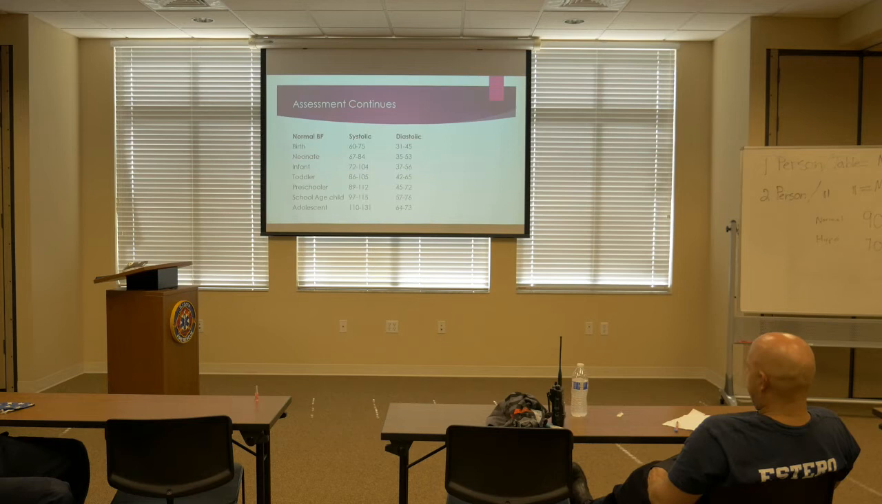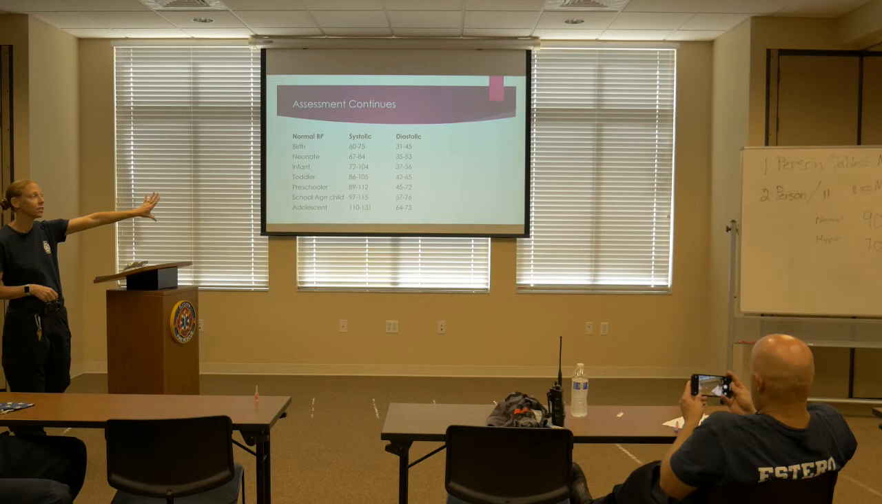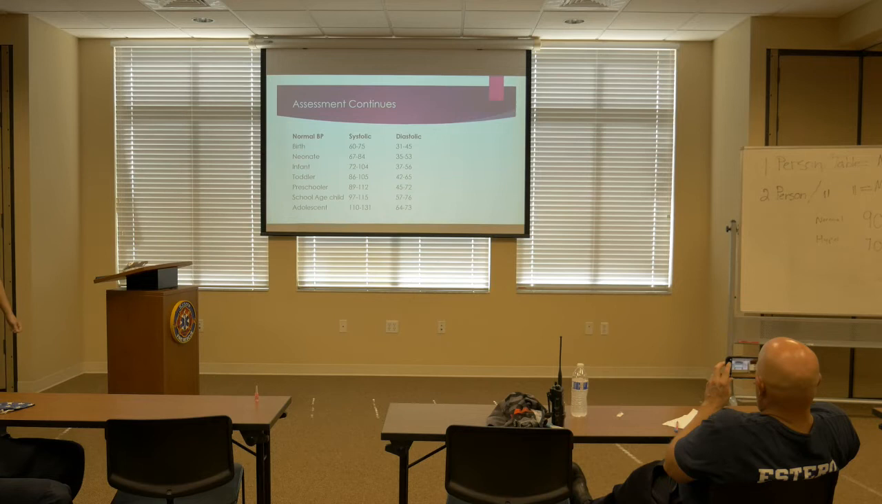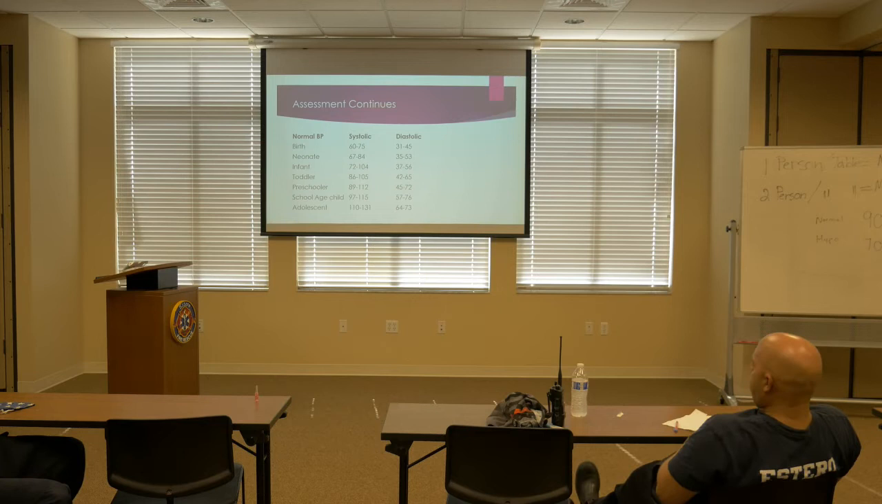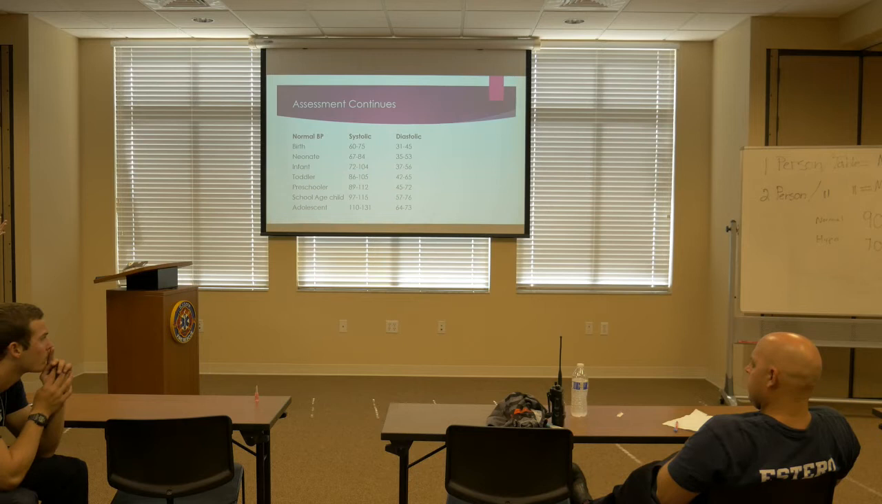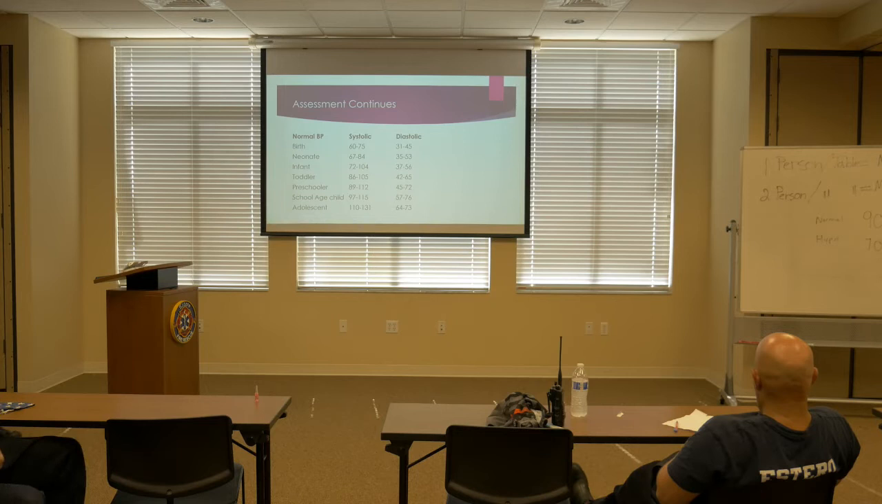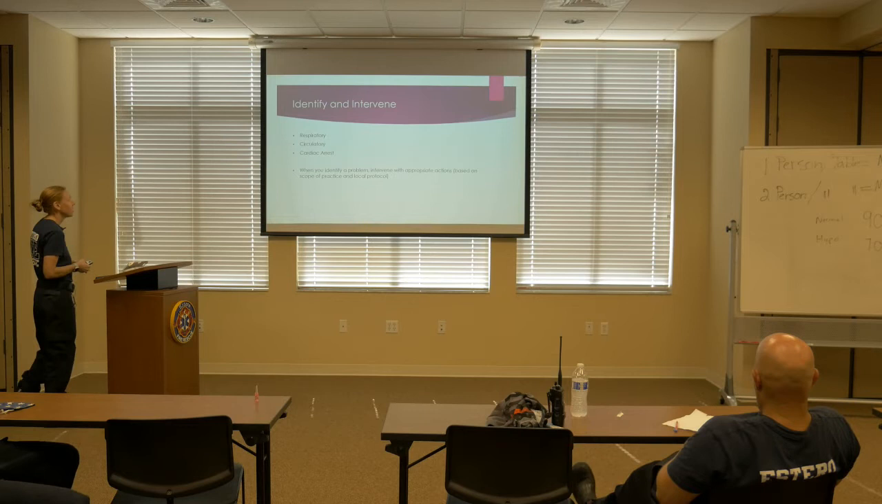Blood pressure. I also have written on the board here, normal blood pressure for a 1-year-old to a 10-year-old. You can do the thing of 90 plus 2 times their age, okay? For hypotensive, their blood pressure would be 70 plus 2 times their age. So if you have an 8-year-old, what would be a normal blood pressure? Systolic. 106. Yay! We could do math. Hypotensive for an 8-year-old. 86.